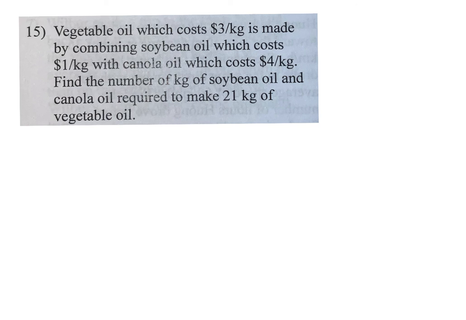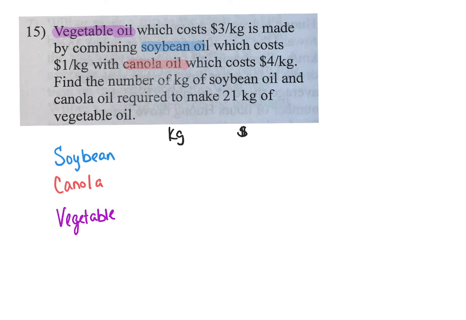So the two actual things that we have here are soybean and canola. All right, so the soybean oil is our first one. The canola is our second one. And the vegetable oil is our blend. So the vegetable oil here represents our mixture. For this one, we are talking about kilograms. We are talking about a price per kilogram and then the total price here.